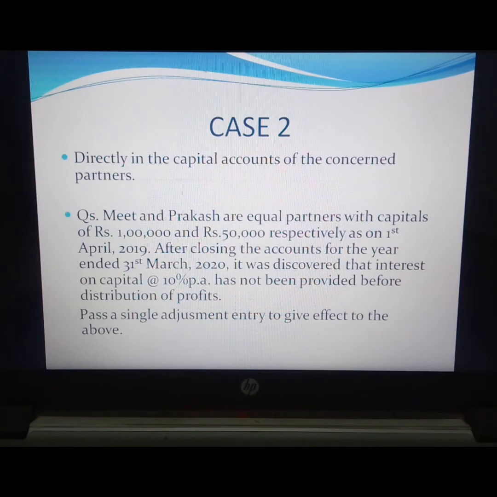Now, moving to the second case. For better understanding, we have taken the same question and we will show you how the second method is shown through the adjustment table as well as the journal entry. In this case, it is done directly in the capital accounts of the concerned partners. We'll go through the question again. Meet and Prakash are equal partners with capitals of rupees 1 lakh and 50,000 respectively. After closing the accounts, it was discovered that interest on capital at 6% per annum had not been provided before the distribution of profits. Pass a single adjustment entry to give effect to the above.